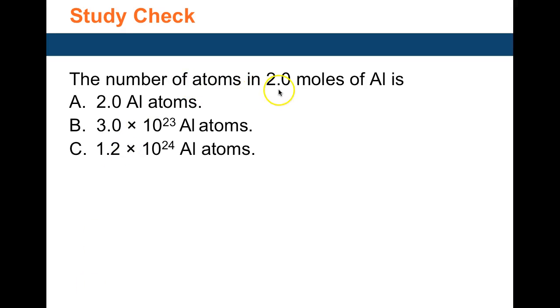The number of atoms in 2 moles of aluminum, right? So 1 mole is 6.02 times 10 power 23, all right? 6.02, 2 times 6, that will be 12. So 1.2 times 10 power 24, all right? 12 times 10 power 23, or if you move the decimal point between the 1 and the 2, 1.2 times 10 power 24.